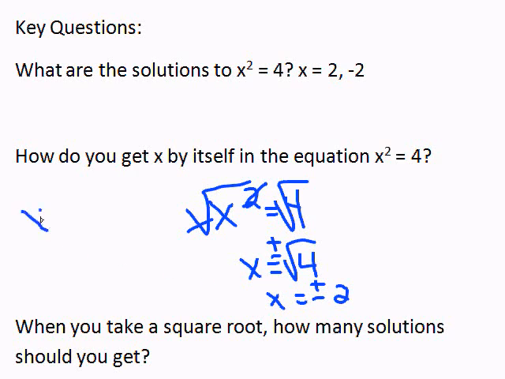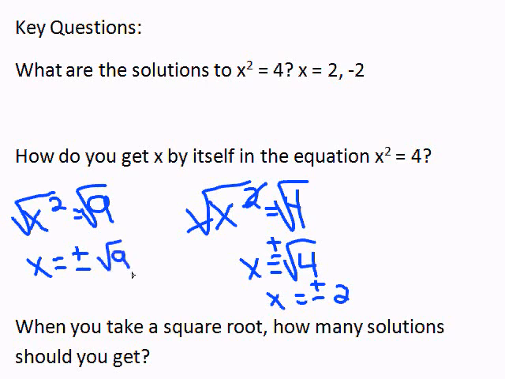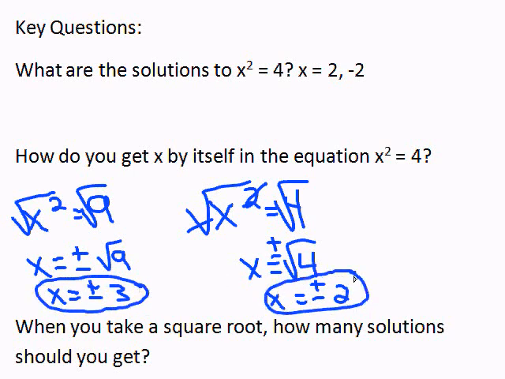So again, if I'm going to solve x squared equal to 9, I would get the square by itself by taking the square root of both sides, and my solution would be x is equal to plus or minus the square root of 9, or x is equal to plus or minus 3. The plus minus means there is a positive solution and a negative solution.